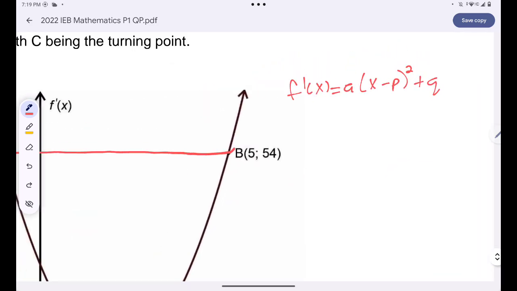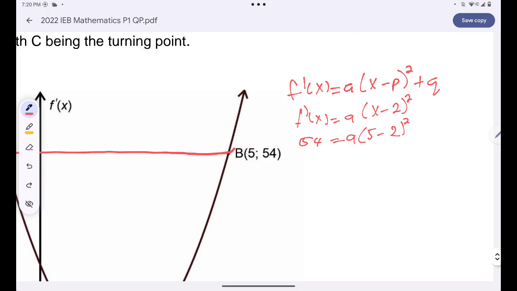So therefore, for my f prime of x equation, I know a(x minus 2) squared. I don't need to say plus 0 because I know that q is 0, right? The only thing I need to find is the value of a. How can I find a? I can just substitute the point on the curve of the derivative graph. I know that the corresponding y value is 54 whenever x is 5.